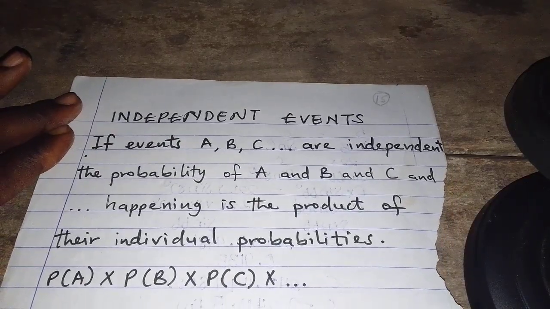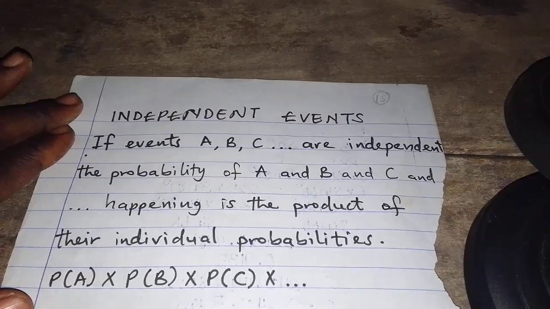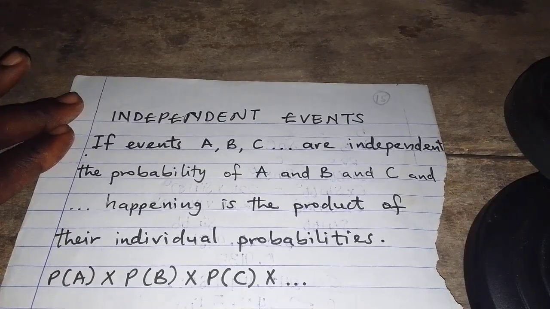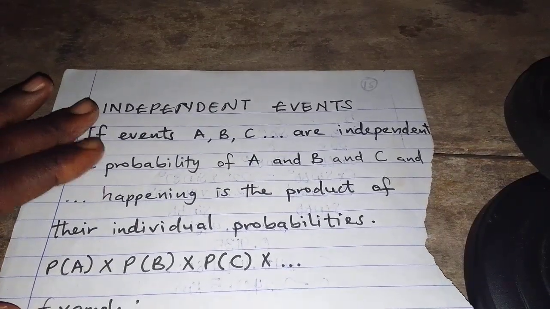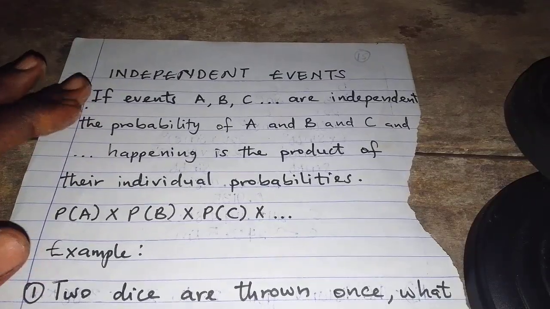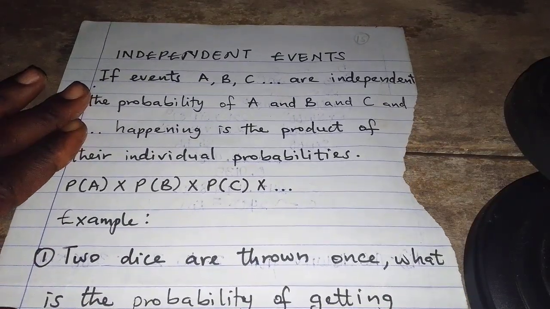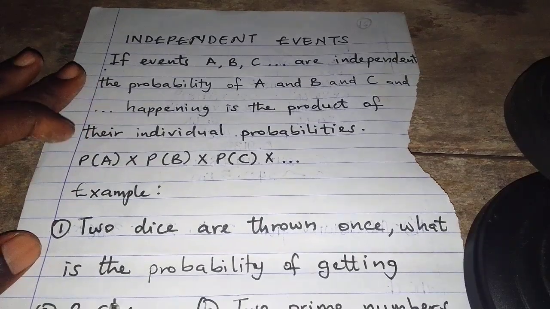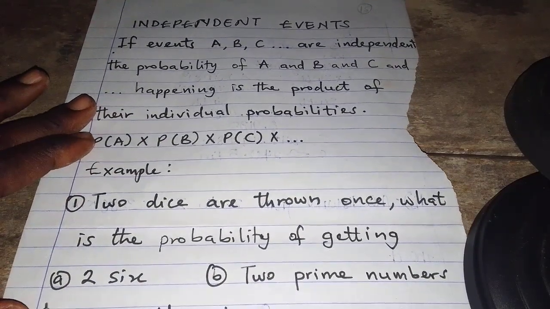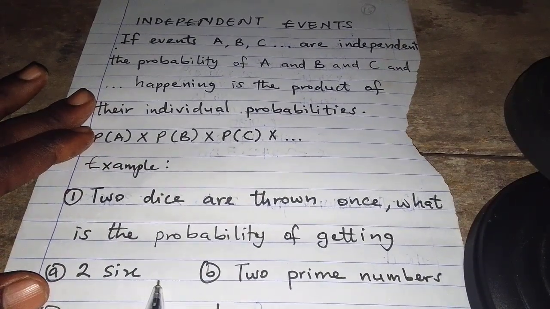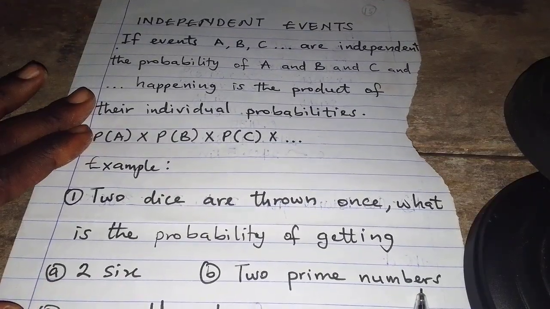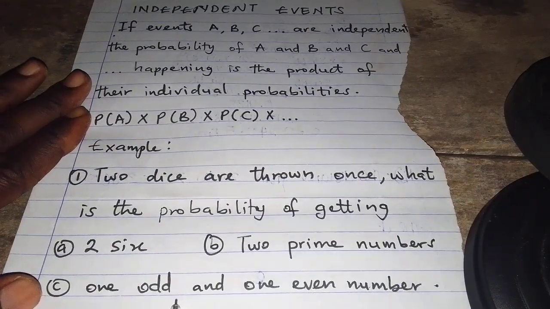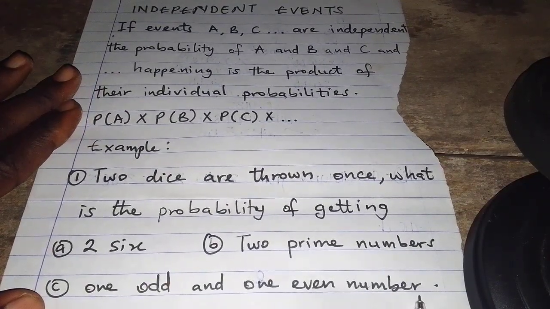So how will you do that? You do that by multiplying the probabilities together. Now let's look at this example. Two dice are thrown once. What is the probability of getting A, 2 sixes, B, 2 prime numbers, C, 1 odd and 1 even number?